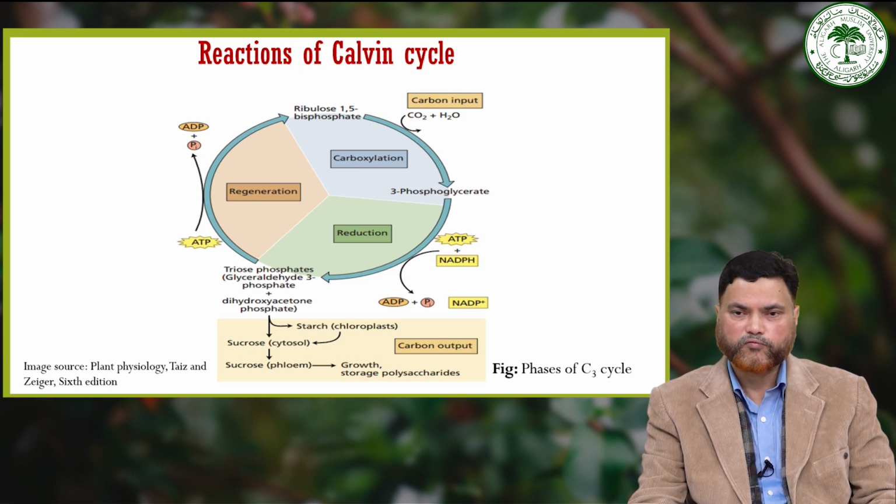Then coming to the second phase, what happens next? This 3 carbon 3-phosphoglycerate is reduced to a 3 carbon glyceraldehyde 3-phosphate, or in other words triose phosphates, with the help of energy provided by ATP and NADPH, which were produced during the light reaction of photosynthesis. Now, in the third stage, that is regeneration of RuBP, in this phase RuBP is regenerated using additional ATP produced during light reactions. So, the regeneration step ensures a continuous supply of RuBP, allowing the Calvin-Benson cycle to operate repeatedly.